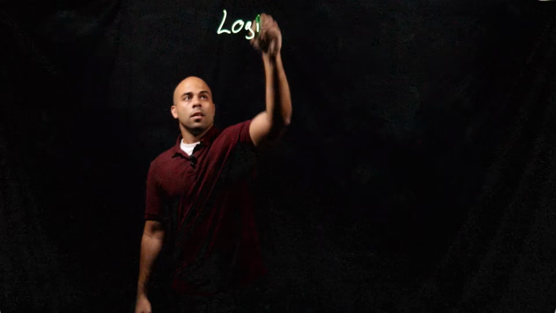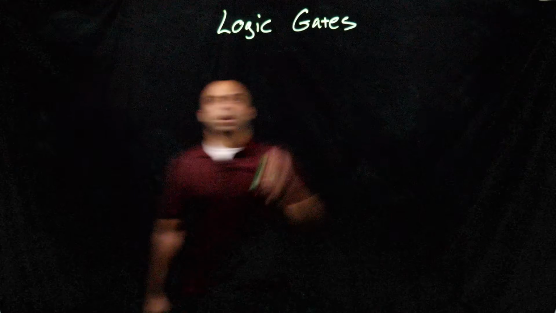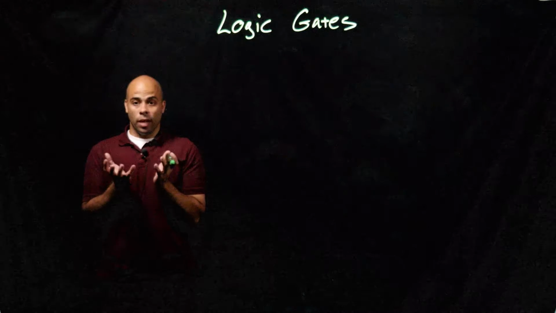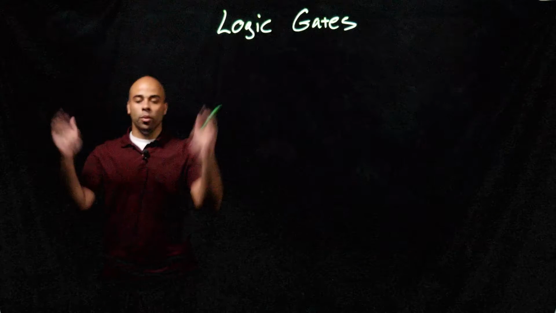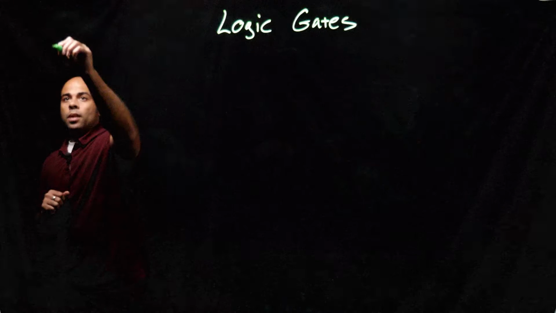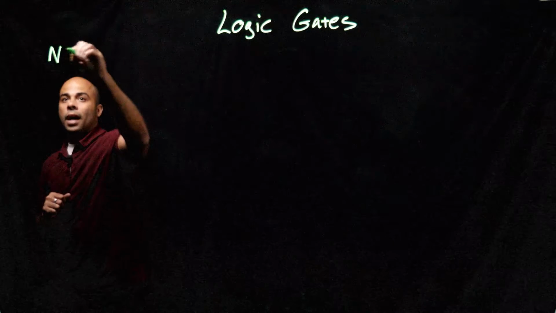Logic gates. And as you might recall, there's only a small handful of gates that we can use to realize any number of Boolean functions. The first that we'll review is the inverter or the NOT gate.